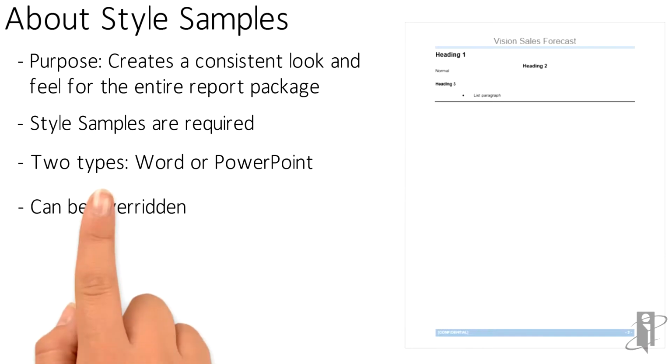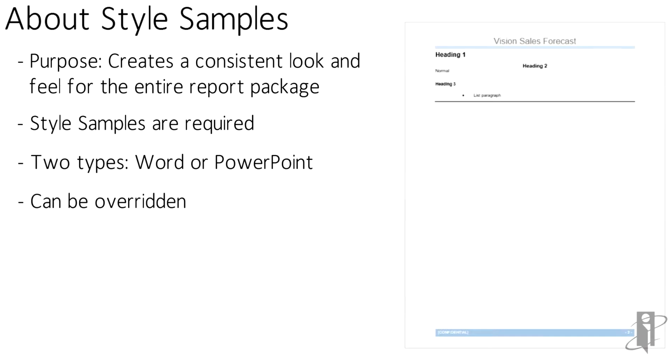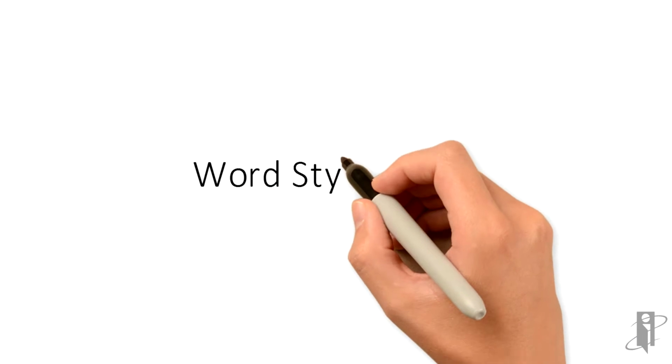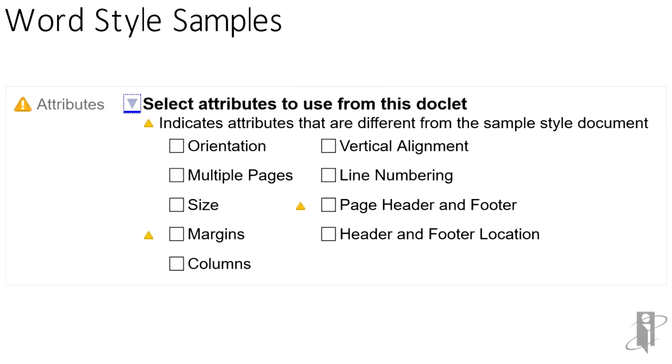Individual docklet formatting can override the style sample, so as you go to upload your docklets, you can choose to override specific areas of the style sample if you so wish. Here's a list of the different options in Word that a style sample would control. When you go to upload your docklet, you will get a screen that looks like this that tells you which attributes from your style sample your docklet does not conform to. And then at that moment, you can choose to either override that feature or you can have the style sample override what's in your docklet.